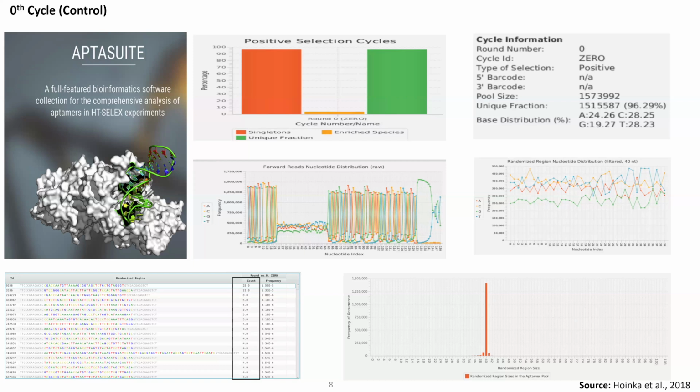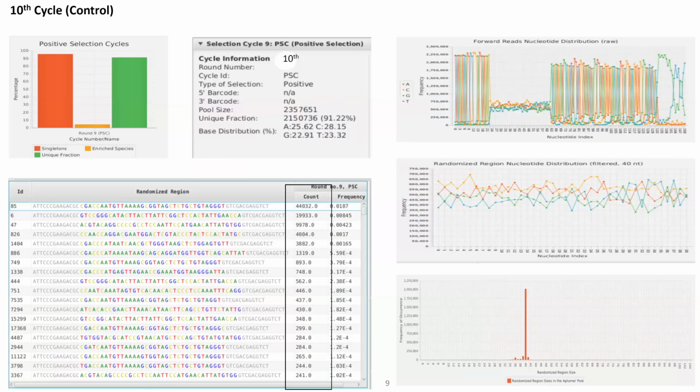Now in the 10 cycle, as you can see, the sequence counts increase exponentially, and we got counts in the thousands. In this process we are finalizing the aptamer, because we are already in the process of synthesizing some of the aptamers for their binding affinity, specificity and KD determination. We got a very good frequency of occurrence, around 22 lakh, and these are the distributions of the ATGC values.